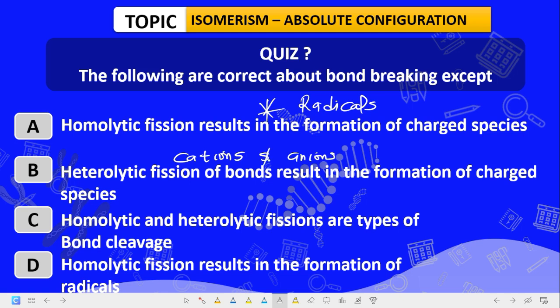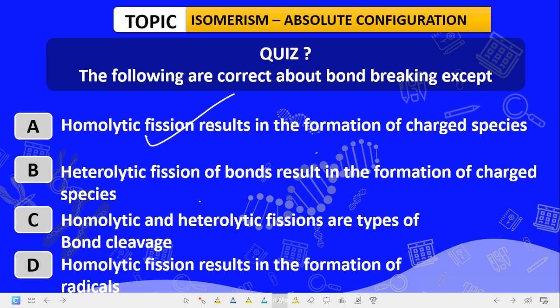Heterolytic and homolytic fission are types of bond cleavage. Yes, that is true. We said homolytic and heterolytic are types of bond cleavage. So this is correct. Homolytic fission results in the formation of radicals. This is correct. So the incorrect statement is that homolytic fission results in the formation of charged species, because we are looking for the one that is incorrect. That makes option A the correct answer to this question. See how easy it is to just be marking your answers.